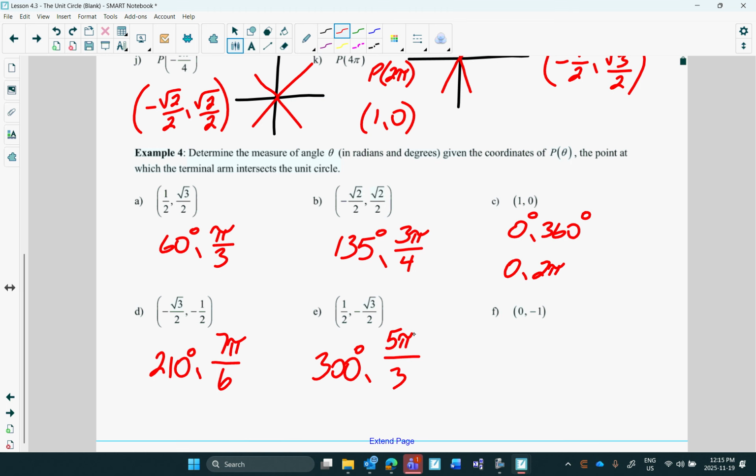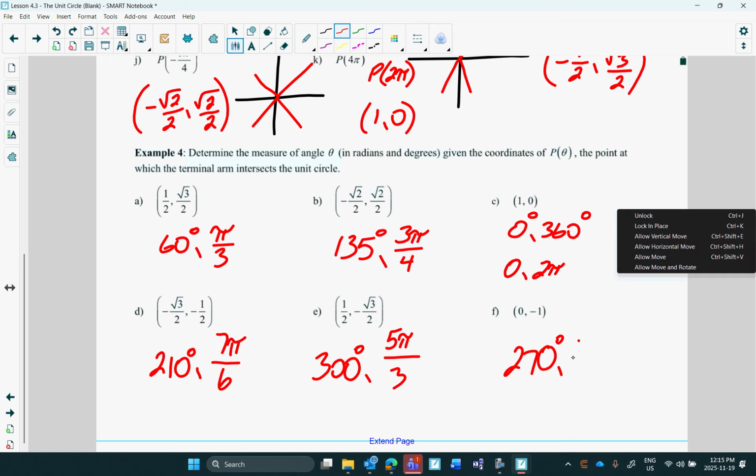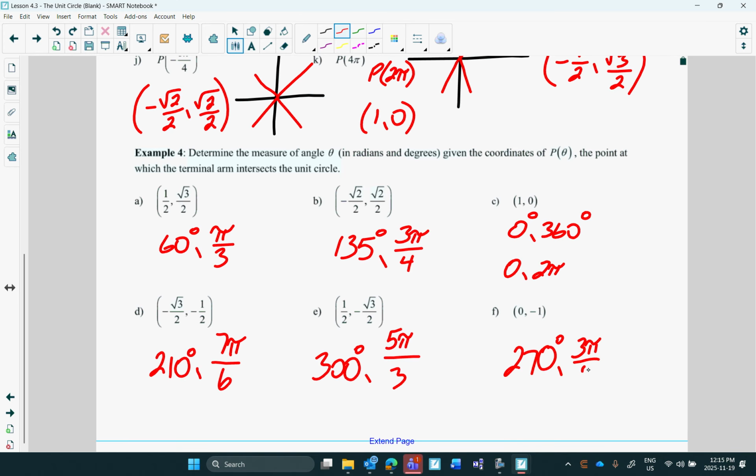That's all right, we get it. And 0, negative 1. 270 degrees, that's the pi over 2 family. 3 pi over 2. Okay.